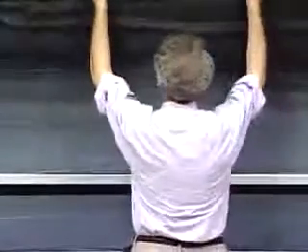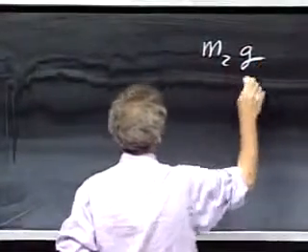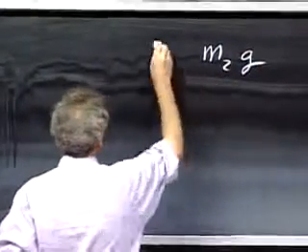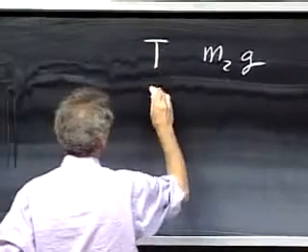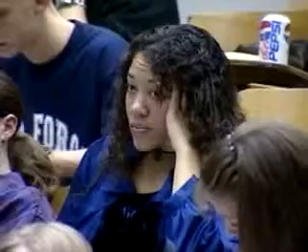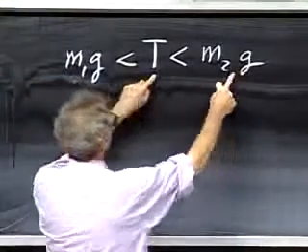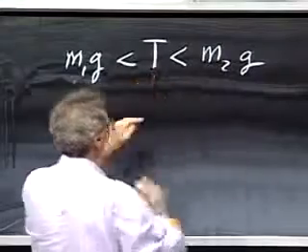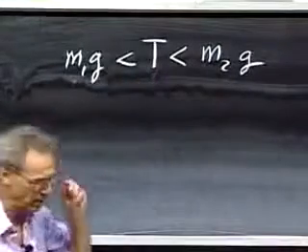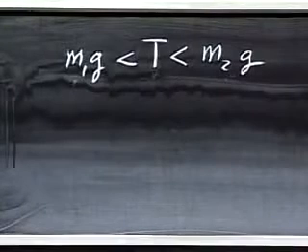And so I can make the prediction that if this is M2g, which was its original weight, and this now is the new weight, T, that M2g must be larger than T. M1 gains weight, so T must be larger than M1g. M2 loses weight, so T must be smaller than M2g. That's my prediction. It has to be. And I can show you that with some easy numbers.